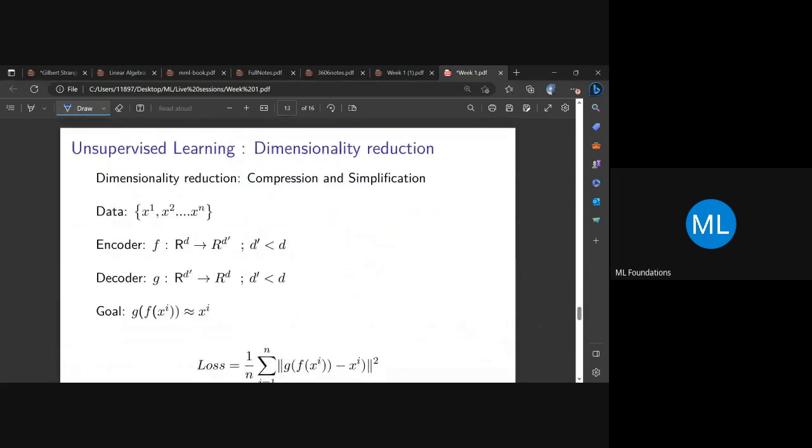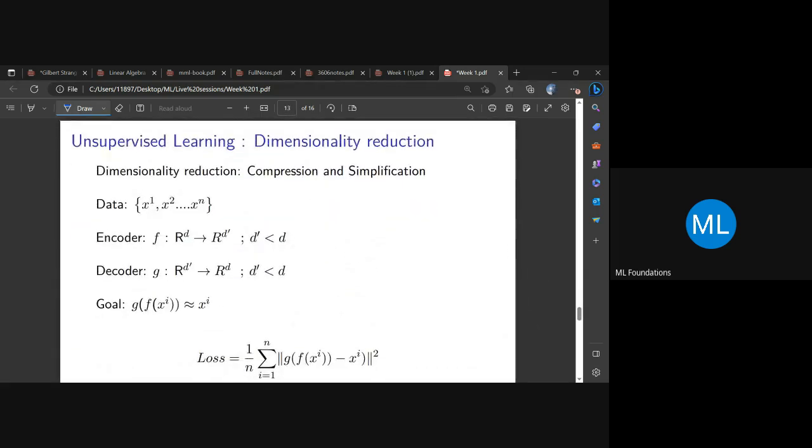Okay. So next we have unsupervised learning, where the data is not labeled. So if you see here, the data that you have is not labeled. You just have x1, x2 up to xn. So in unsupervised learning, you will study two parts here. One is dimensionality reduction, and the other is density estimation.